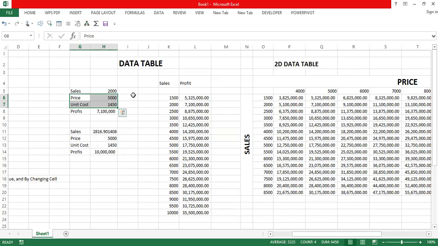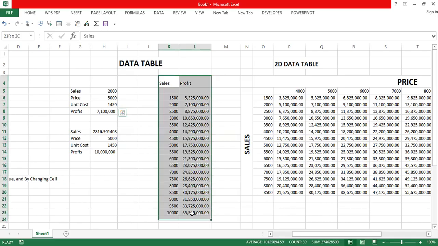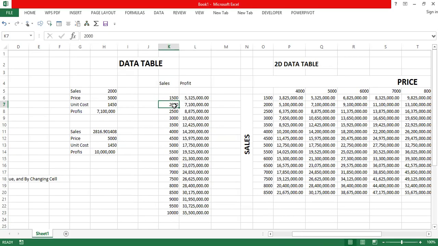So it's assumed that in all of these, the price is 5,000 and the unit cost is 1,450 in this whole computation. Whether the sales is 2,000 or 4,000 or 750, price is 5,000. Unit cost is still 1,450. So those are the constants, right? These variables are sales and profit. But for 2D, it has to be only unit cost.